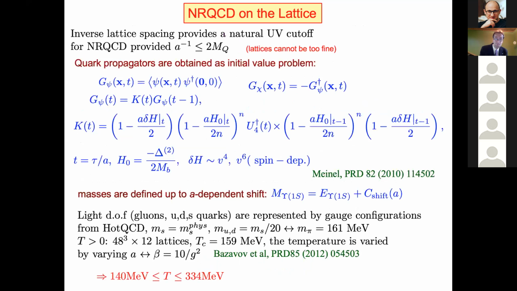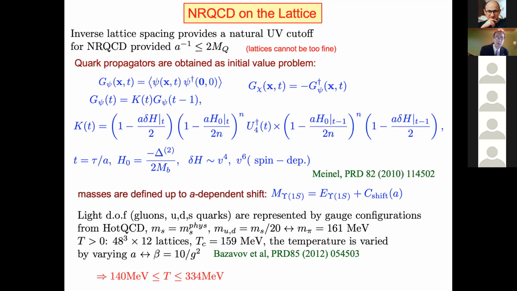Now we put this effective theory on the lattice. The lattice, of course, provides a natural UV cutoff for this effective theory, but we have to keep in mind that the inverse lattice spacing should be smaller than twice the quark mass. In other words, the lattices that we use in this calculation cannot be too fine. They have to be actually coarser than the inverse of the bottom quark mass.